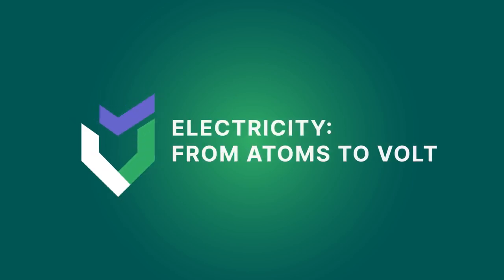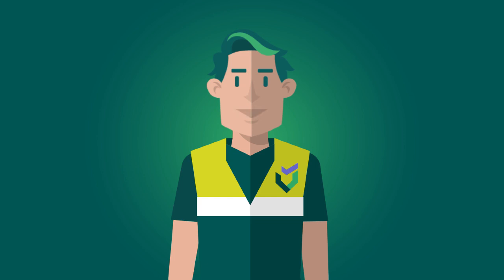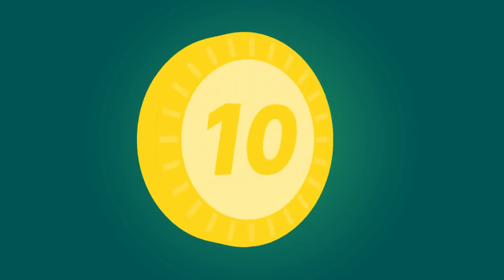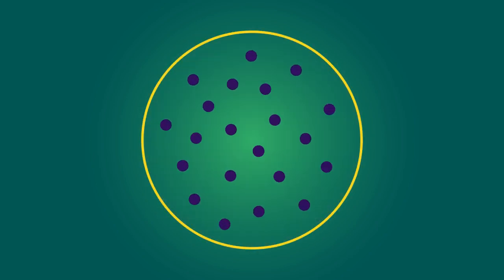Electricity, from atoms to volts. Electricity, a miraculous natural phenomenon. But how is it actually created? Let's explore the basics. Any material, like this metal coin, is made up of atoms.